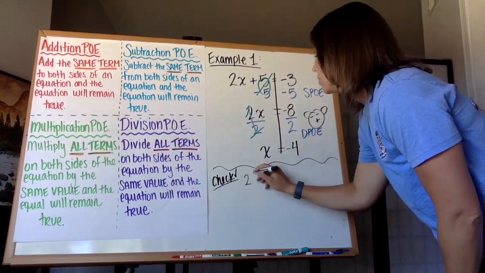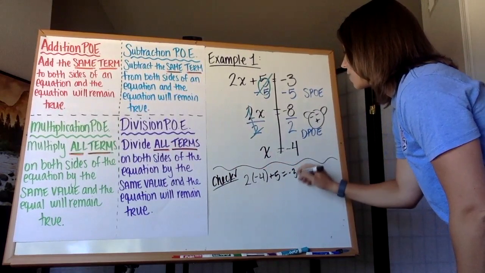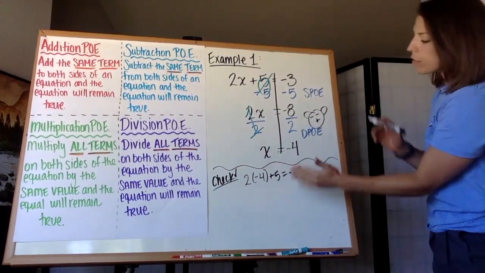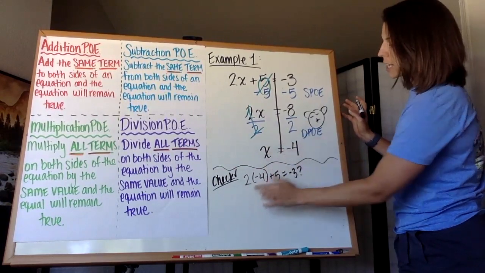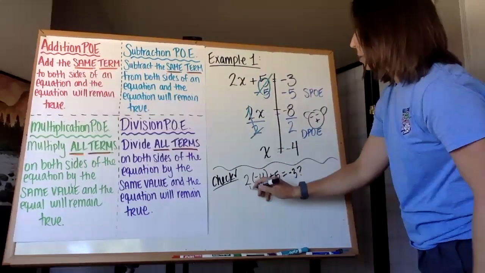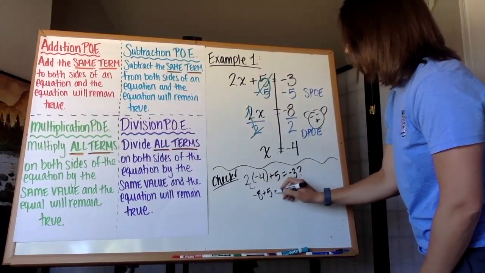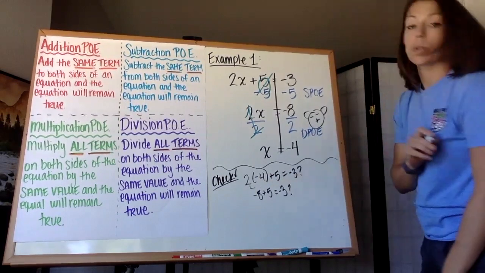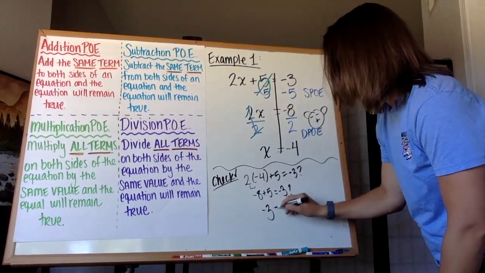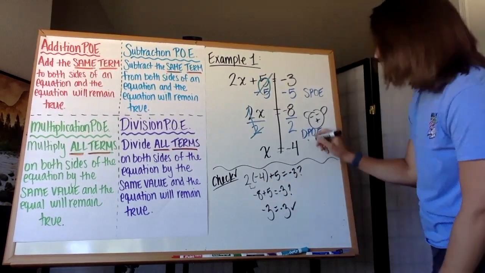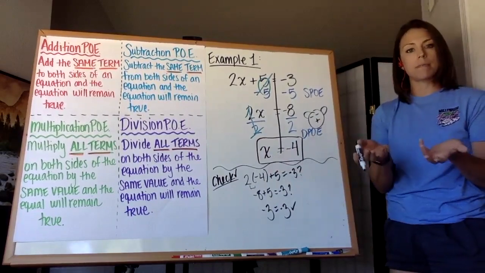So here we go. 2 times negative 4 plus 5, does that equal negative 3? Well, by order of operations, we do parentheses first, which I don't see any. Exponents, I don't see any, but we do multiplication before addition. So I'm going to multiply 2 times negative 4, which is negative 8, plus 5. Does that equal negative 3? Well, let's see. Negative 8 plus 5 is negative 3. And negative 3 equals negative 3, which means negative 4 was our correct solution.